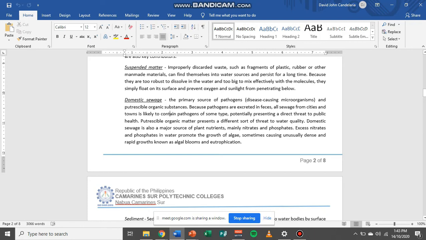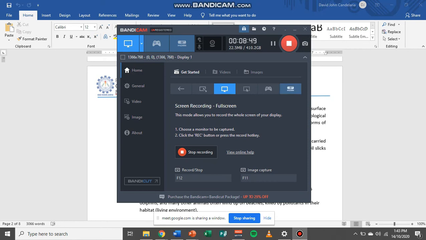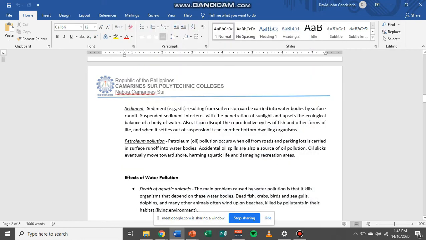Next we have sediments. Sediments, for example, silt resulting from soil erosion can be carried into water bodies by surface runoff. Suspended sediments interfere with the penetration of sunlight and upset the ecological balance of a body of water. Also, it can disrupt the reproductive cycle of fish and other forms of life when it settles out of suspension, and it can smother bottom dwelling organisms.